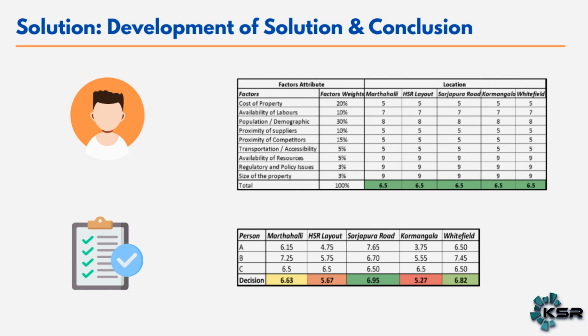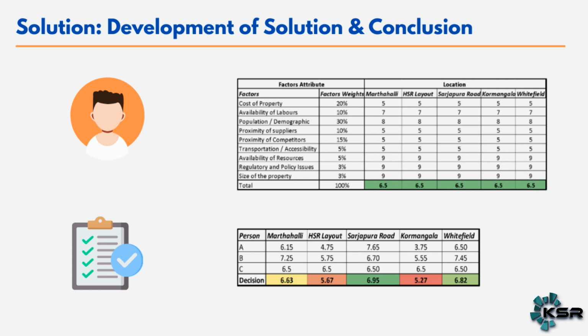Now how to conclude? The conclusion can be derived by taking each person's rating for each location. For example, A has rated Marthalli 6.15, B has rated 7.25, C has rated 6.5. So from all the persons we have taken the rating for each location, and then we have done a simple average. Marthalli comes out to be 6.63, HSR 5.67, Sarjapura 6.95, Koramangala 5.27 and Whitefield 6.82.